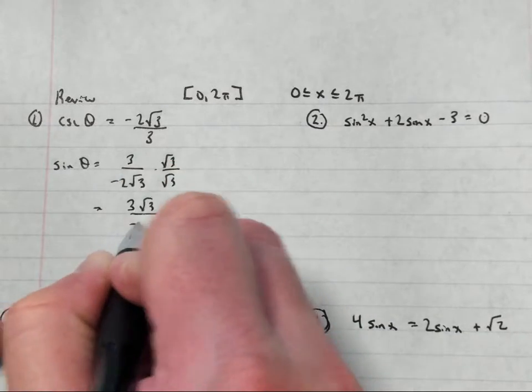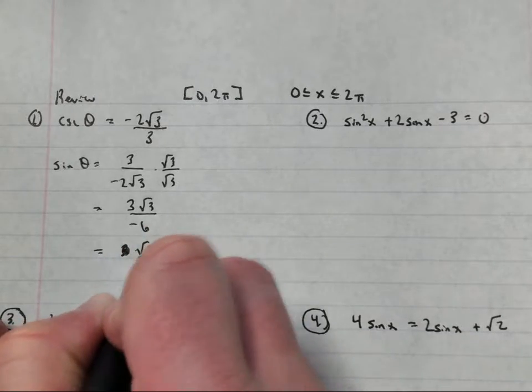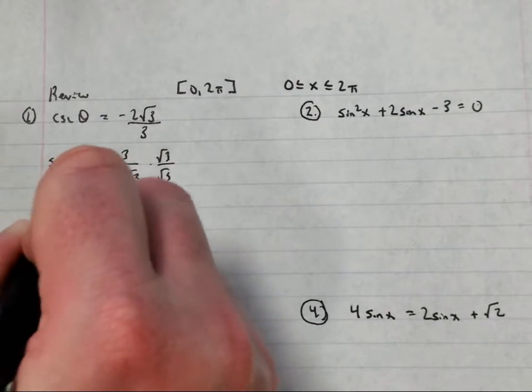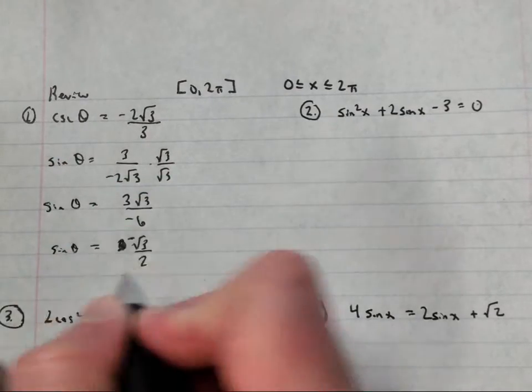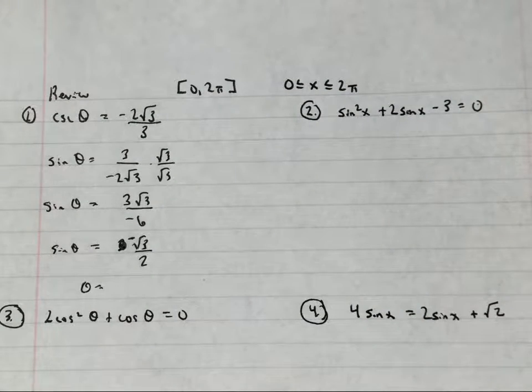That gives me 3 times 2 is negative 6. Does everybody see how I got negative root 3 over 2? Simplify the 3 and the negative 6. Okay. So I want the sine. Is that your x or y? So what family am I dealing with? Pi over 6 or pi over 3? Pi over what? Pi over 3.